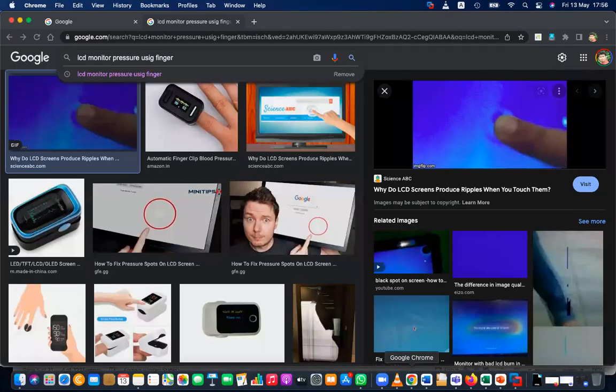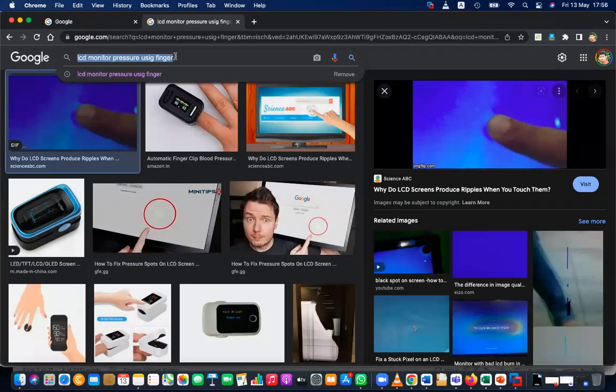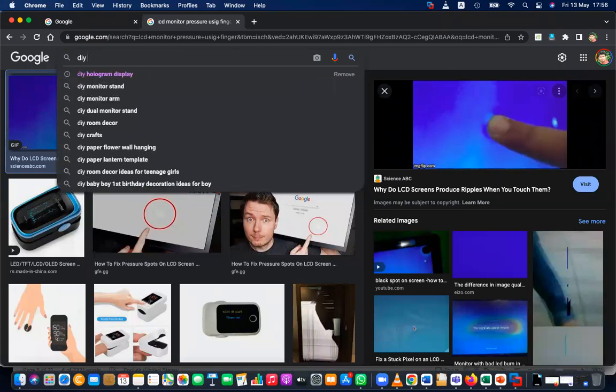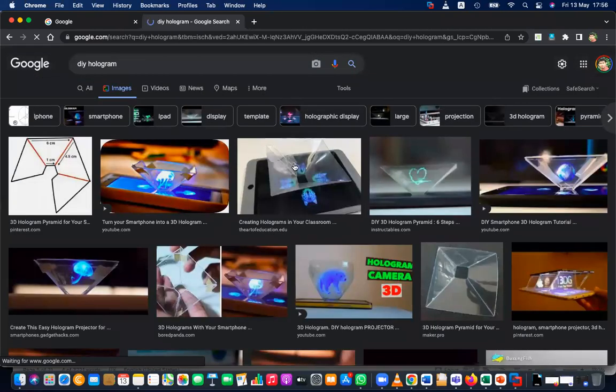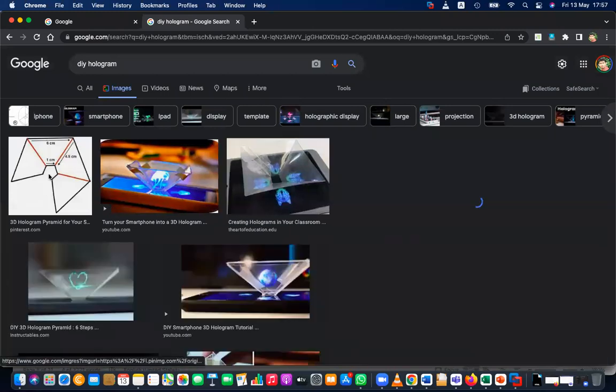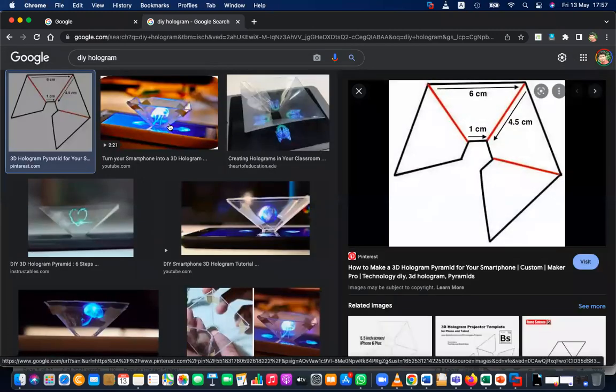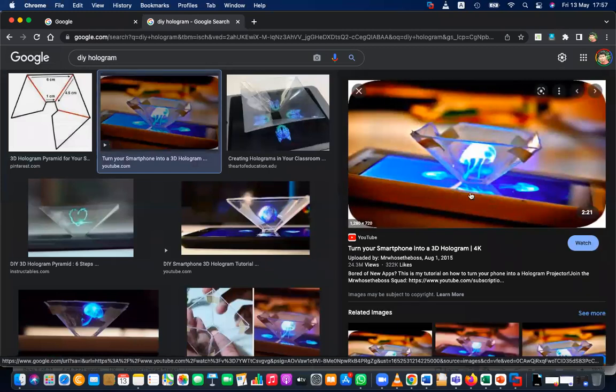So DIY, you can just give a try for that DIY hologram. That is simple. I said that last day also. This hologram projector can be created just using some transparent plastic. You can create this kind of structure using plastic and then fold and stick together like this. You have to keep it on top of your mobile phone or screen like this.